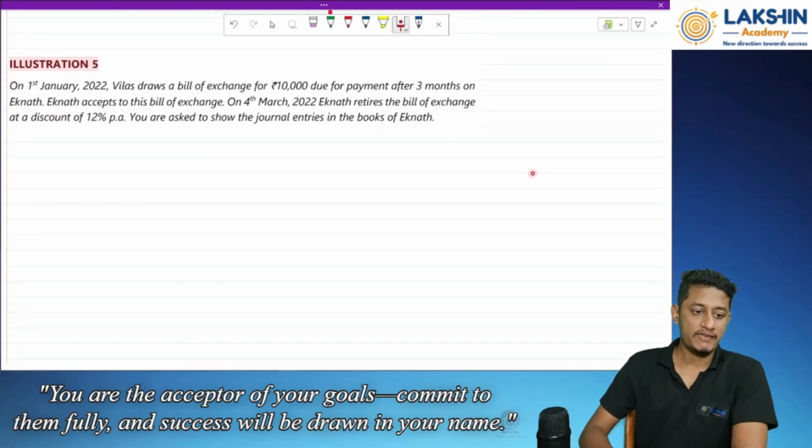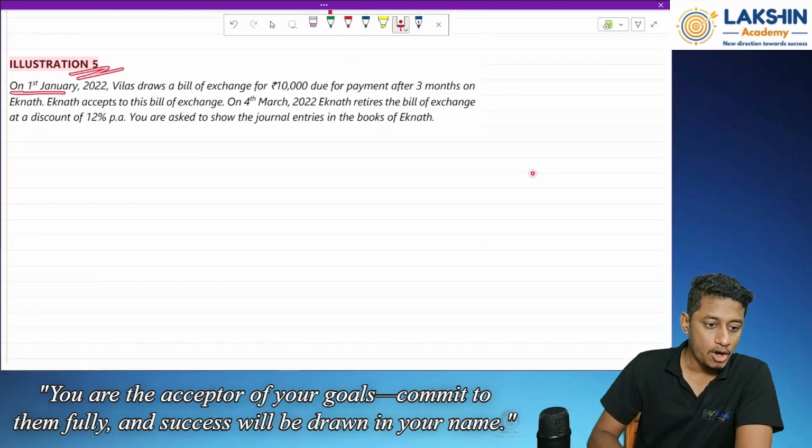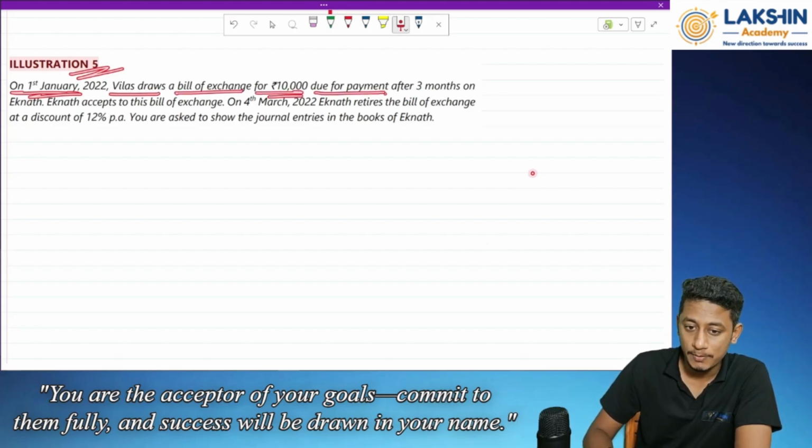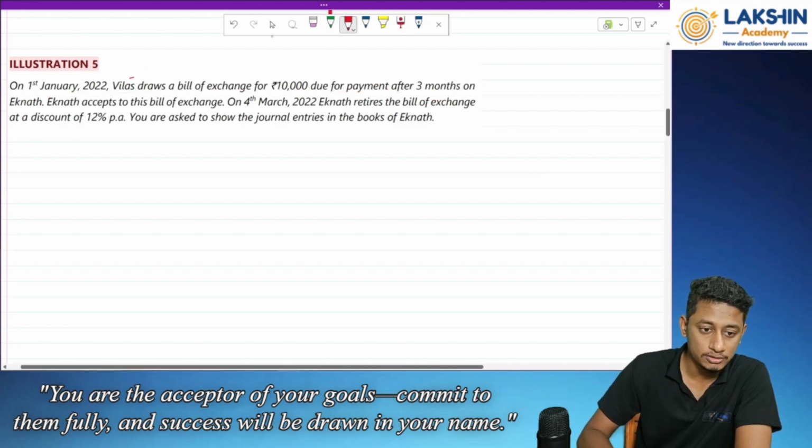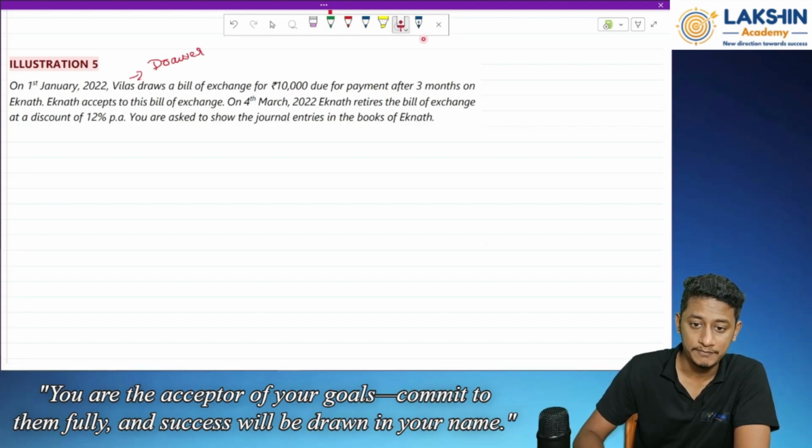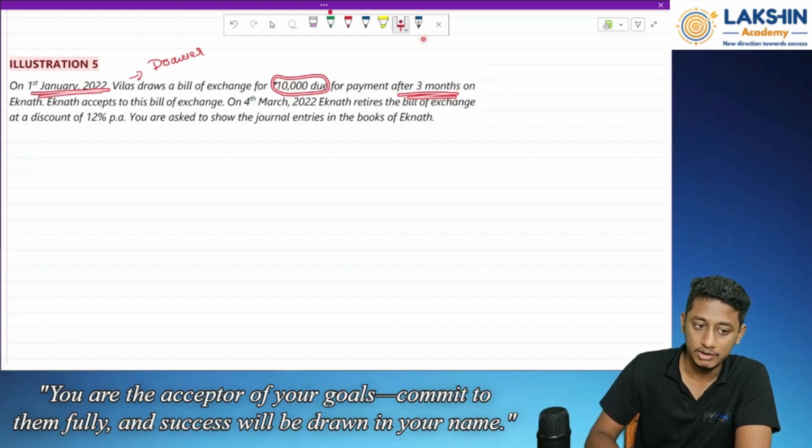Illustration number 5. On 1st of January 2022, Vilas draws a bill of exchange for rupees 10,000 due for payment after 3 months. So Vilas is what? My drawer. In his books, it will be a bill receivable. For 3 months, he has drawn for 10,000 rupees on 1st of January. On whom? On Eknath.